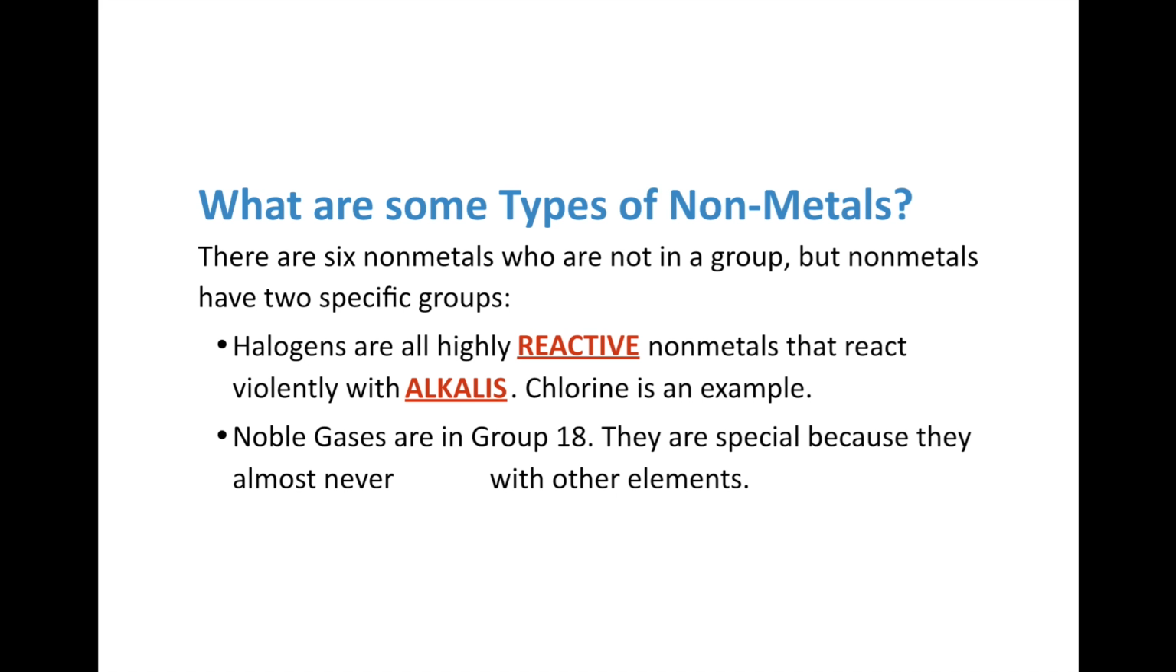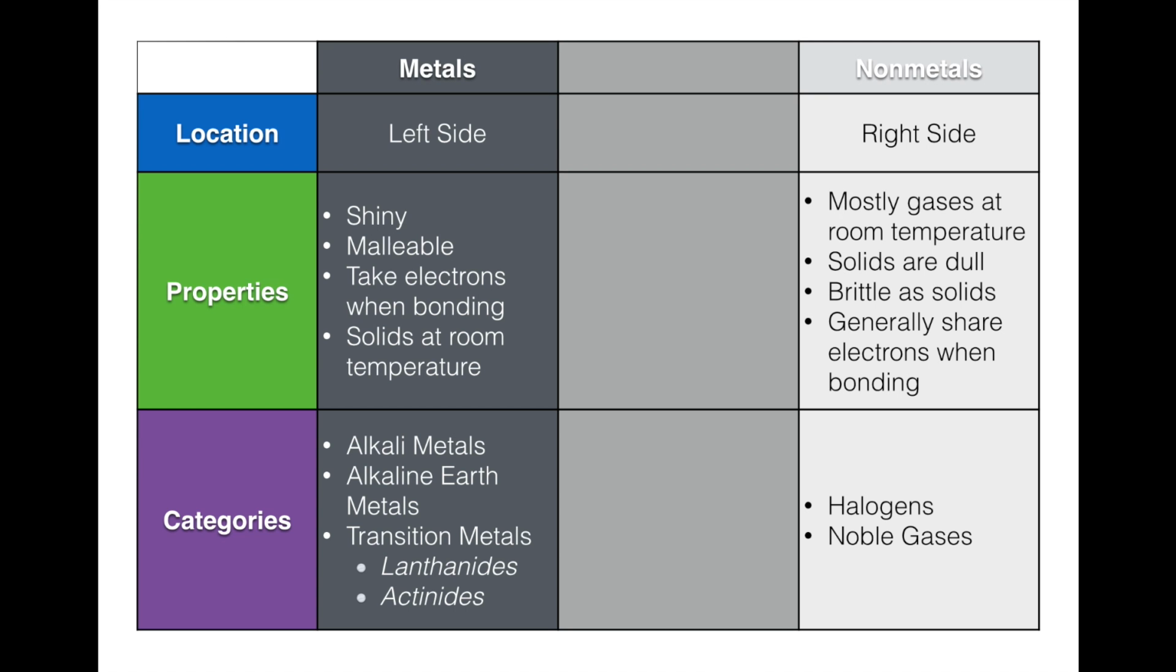The noble gases are in group 18. Okay, they're off by themselves. They're special because they almost never react with other elements. And the reason why is their outer shell of electrons is full of electrons, so they don't need to bond. They don't need electrons in order to be happy. And we'll talk about bonding in an upcoming chapter, and so this will make more sense when you know that. So just know that they're kind of the opposite of alkali metals. Alkali metals want to react with everything. Noble gases don't react at all. So let's go ahead and add the halogens and noble gases right there.